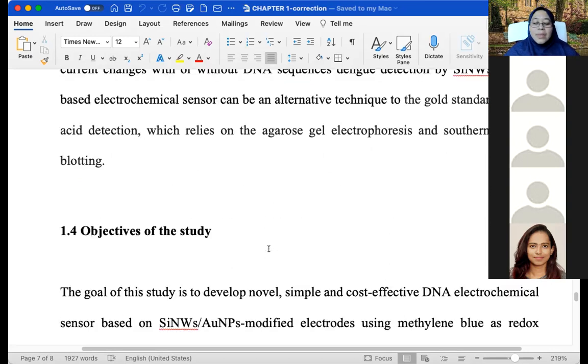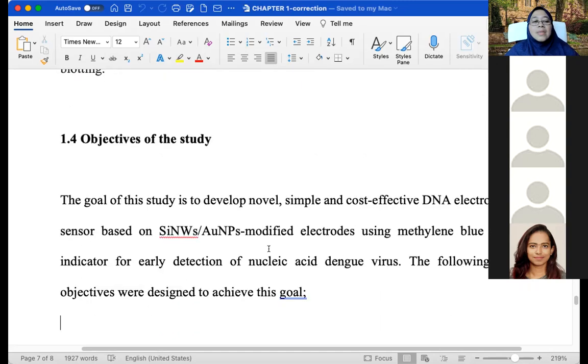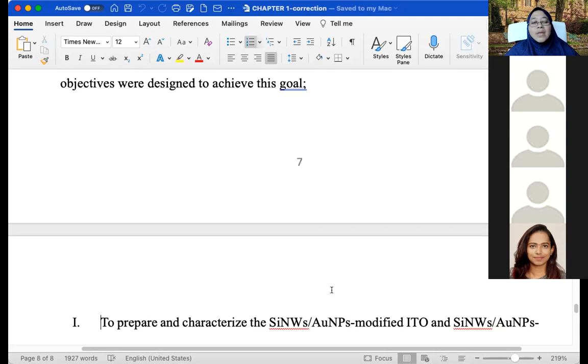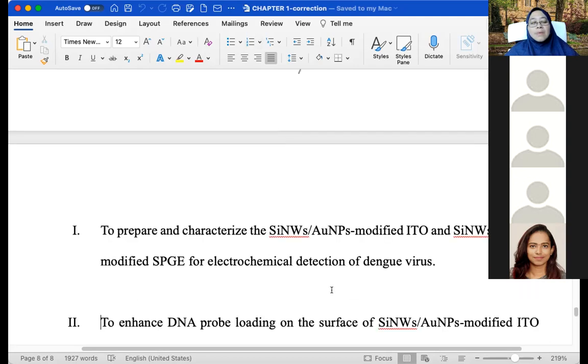Okay, so in chapter 1 as well, we have to write the objective. Okay, so you can see that, well, you can have different style, but for me, because these are my students, I usually prefer a general objective first, followed by specific objective. Okay, we have discussed a lot on the type of words that you can use to write objective.